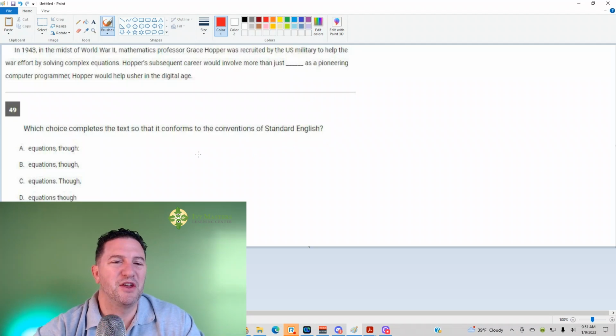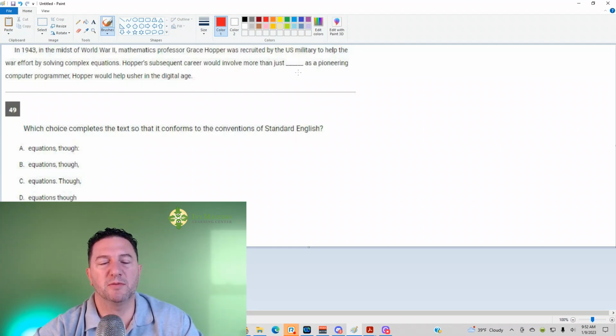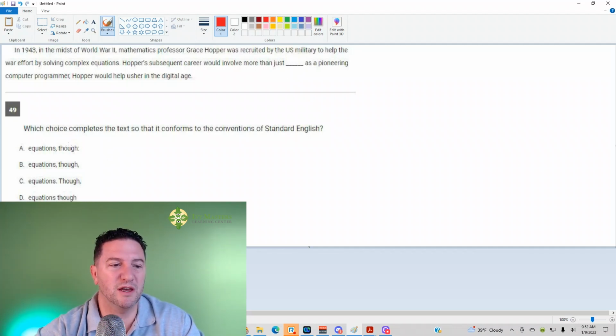So, what we have to watch out for, answer choice A, notice you see the colon. As soon as you see a colon, you've got to make sure there's an independent clause before the colon. So I read up to and including though, and it reads as, Hopper's subsequent career would involve more than just equations, though. And that makes sense. That's an independent clause. What follows a colon has to be another independent clause or something you would expect. What do we have after? As a pioneering computer programmer, Hopper would help usher in the digital age. We've got another independent clause. Looks good. So we're looking at answer choice A as a correct answer.